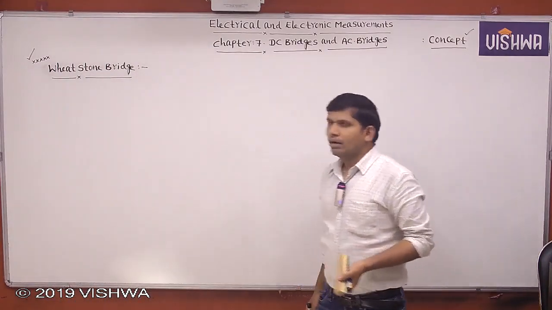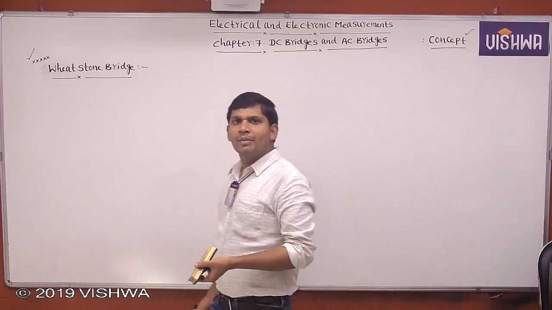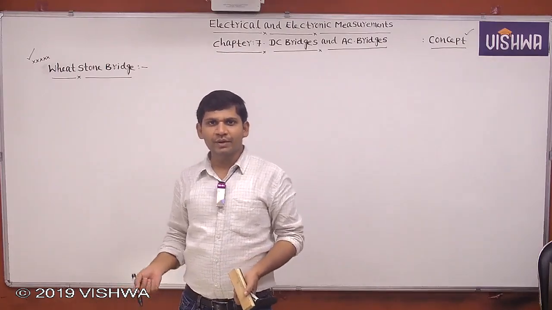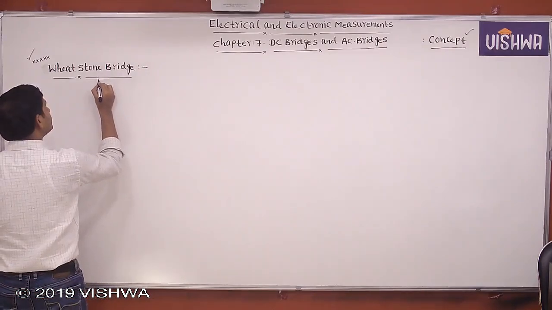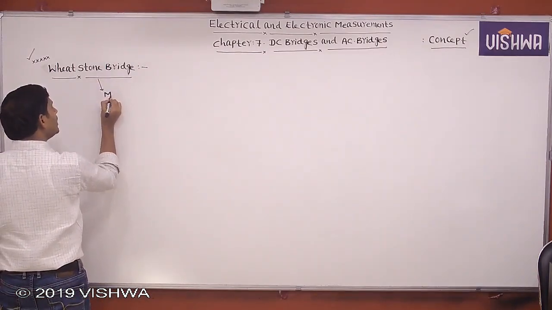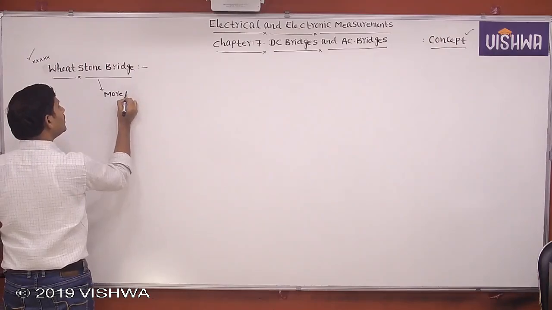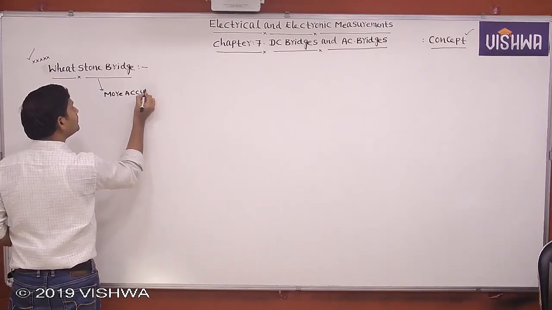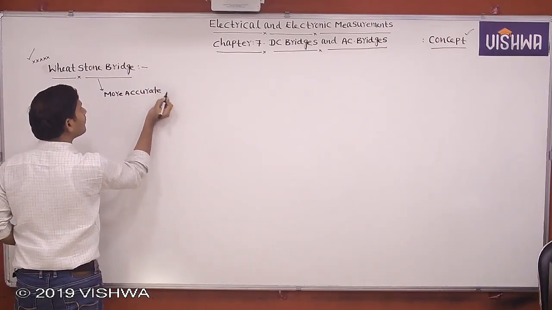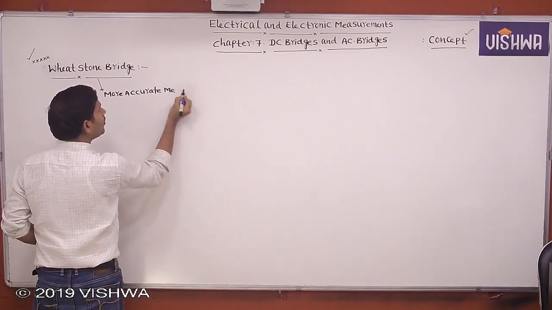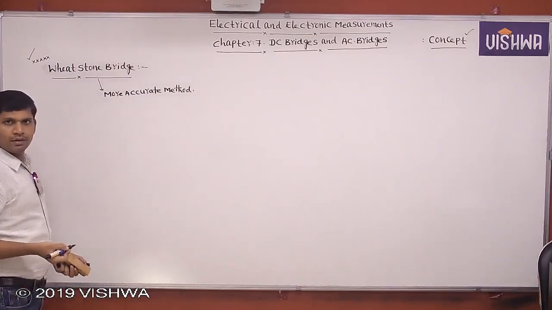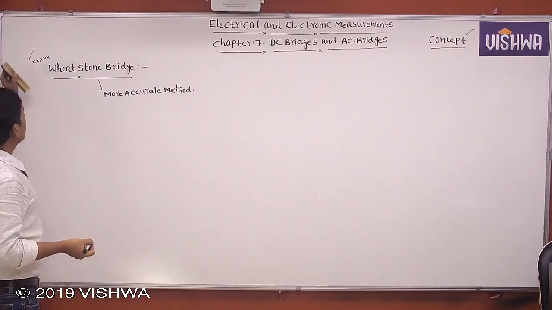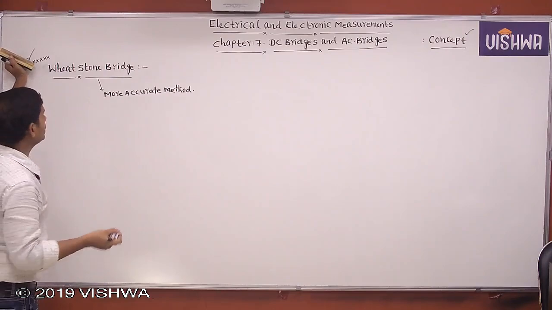I already told you, among all the methods in the measurement of medium resistance, this is the more accurate method. Particularly I am talking about measuring medium resistance. Okay. Now, what is the principle of Wheatstone bridge?